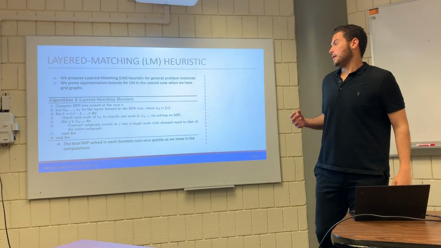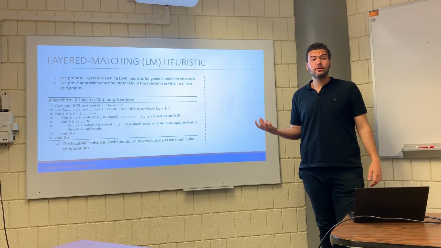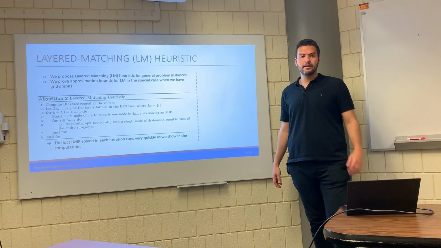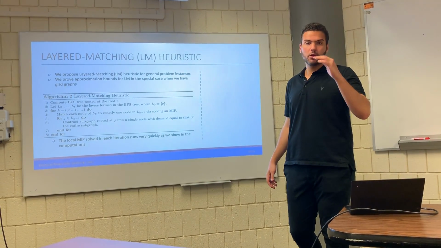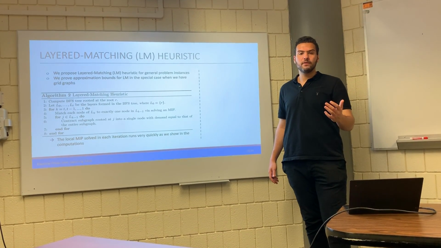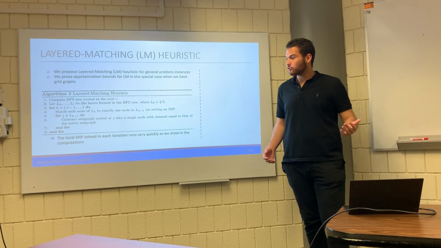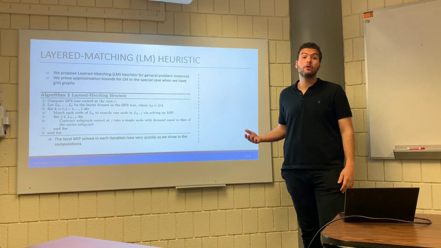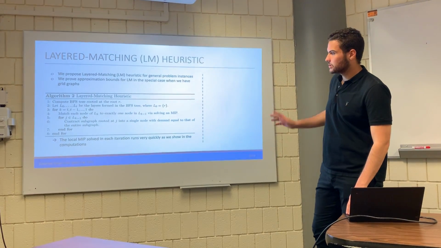And then the algorithm starts from the bottom up, and at each iteration, it builds a spanning tree between two consecutive layers. In particular, it matches every node in the lower layer to exactly one node in the layer above. And this is done by solving an MIP that tries to make the flow in this cut as balanced as possible. And this local MIP runs very quickly. So let's understand this more with an example.